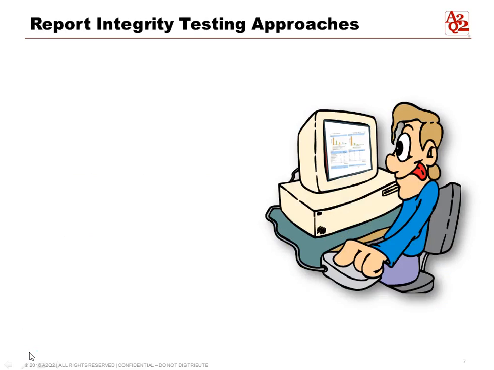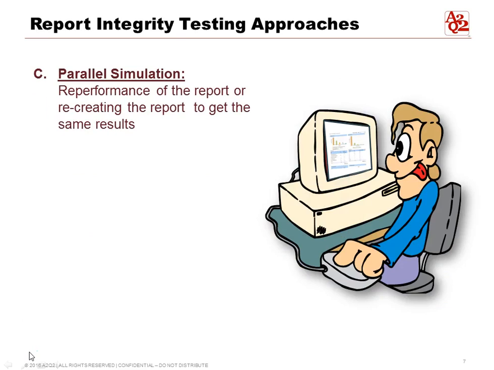The third way that you can test report integrity is called parallel simulation, or basically recreating the report on your own and comparing it to get the same results. If you create the report and you get the same results as the report that's generated out of the system, however the system's doing it, you're both getting the same results, so it must be correct.